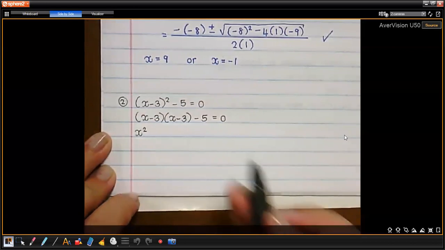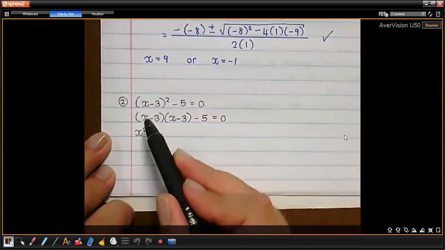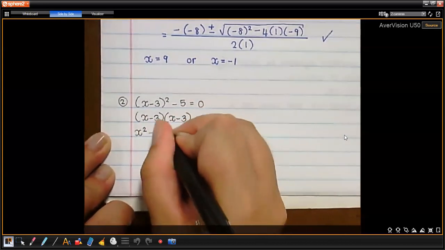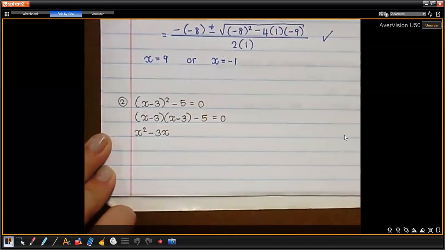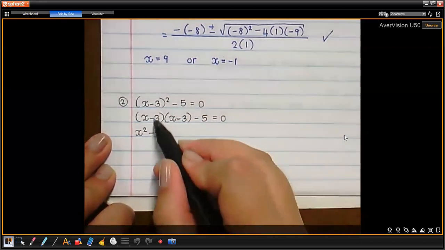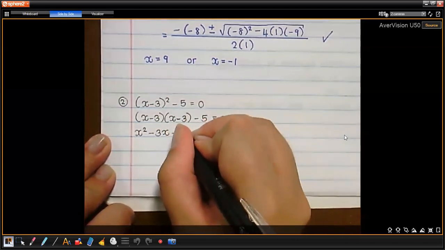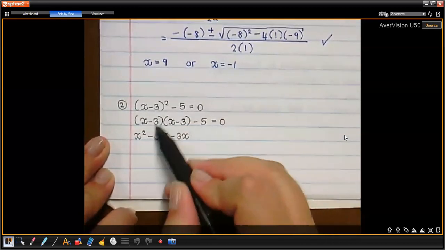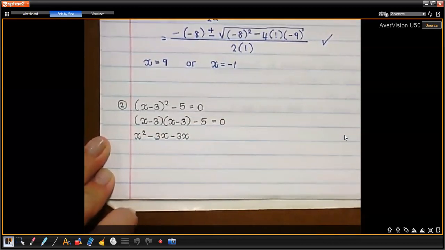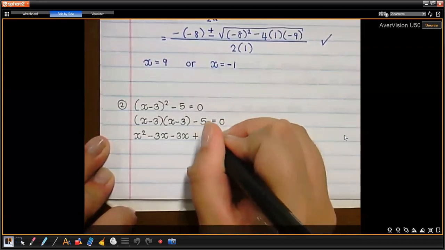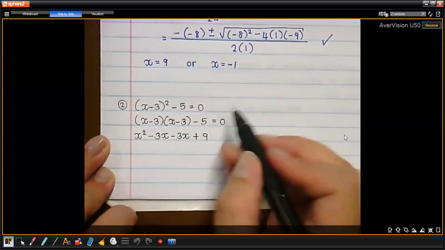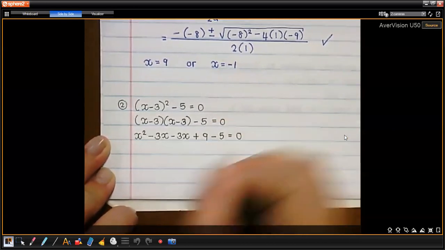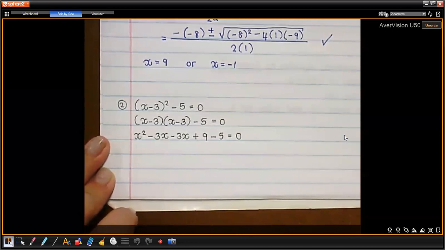We're doing FOIL, then you do the O, which is outwards. So x times negative 3, that's negative 3x. Do the inners, negative 3 times x, which is again negative 3x. And then last, negative 3 times negative 3. 9, good, plus 9. And then we had that minus 5 already. Okay, we can't forget about that minus 5. And that is equal to 0.